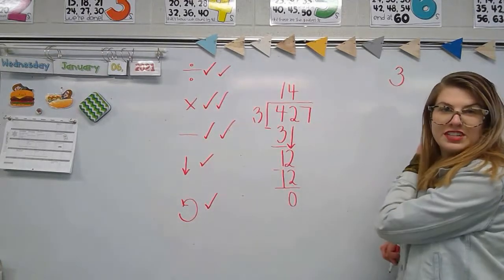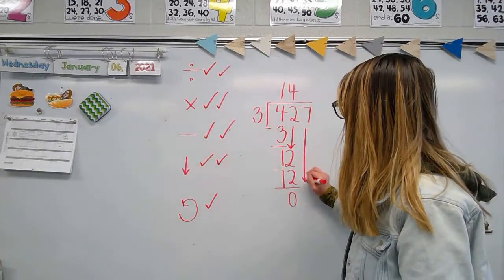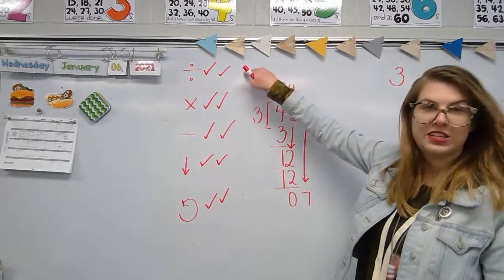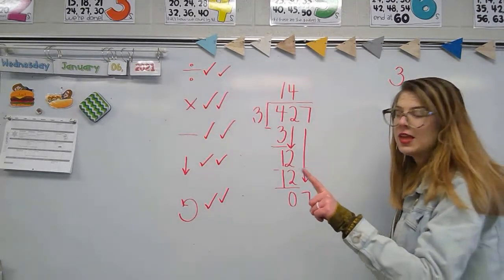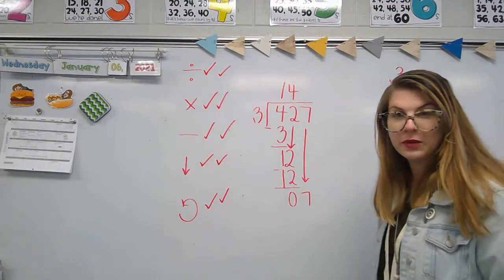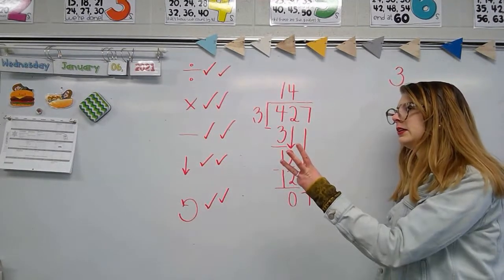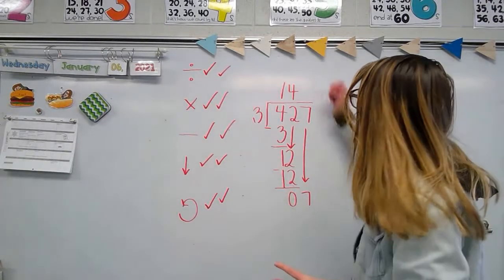Ooh, I still have some digits to go, so I'm gonna bring it on down and bring it on back to the top again. We're going to do our division all over again, only this time 7 divided by 3. How many groups of 3 can we pull out of 7? 3, 6, 9, too far. 3, 6, all right, 2 groups.